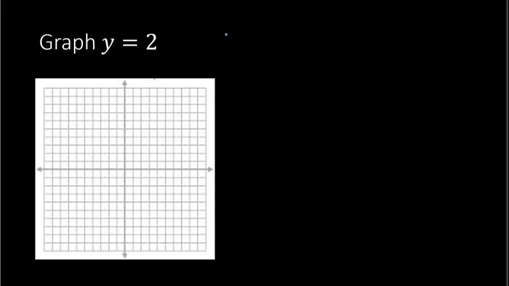So the best way to think of this is we need 2 points, right? So let's plug in values for x. Let's say x is equal to 0. When x is 0, what is y? Well, okay, y is 2. So there is no x though. But what that means is that y is 2 no matter what. So if x is 0, y is 2. If x is 1, y is 2. If x is 4, y is 2.